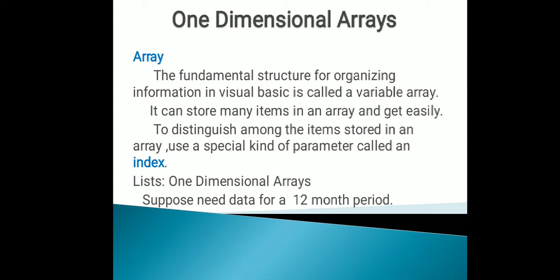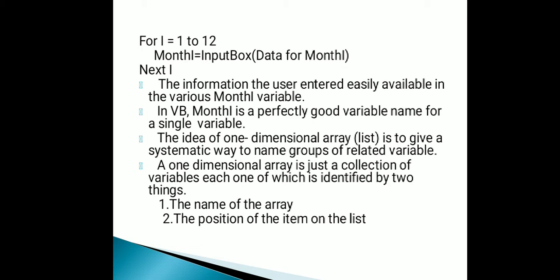Suppose you need data for a 12-month period. Example: for I equal to 1 to 12, month I equal to input box of data for month I, Next I. This is a for loop structure. For and To and Next are keywords. Month 1 is a variable name.